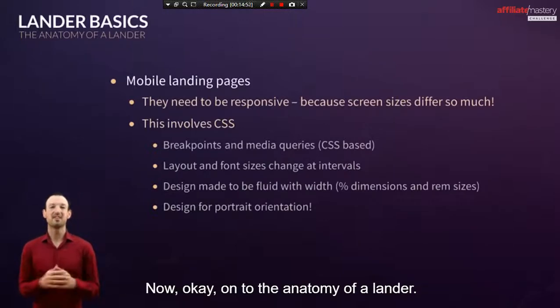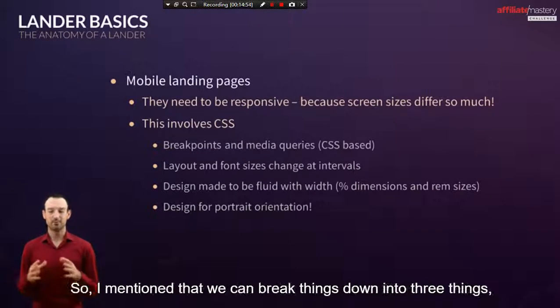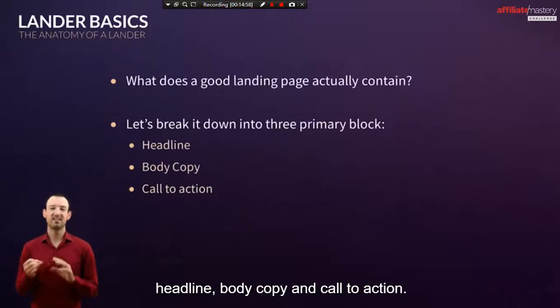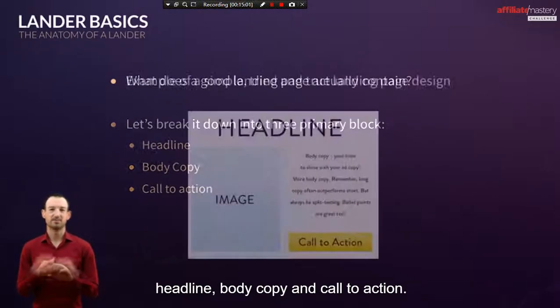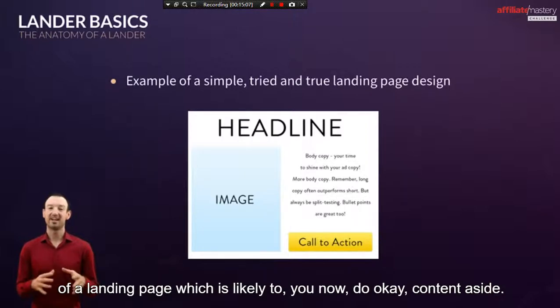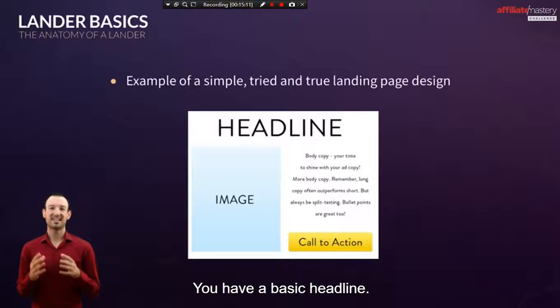Now, okay, onto the anatomy of a lander. I mentioned that we can break things down into three things: headline, body copy, and call to action. So here is an extremely simple example of a basic layout of a landing page, which is likely to do okay, content aside. You have a basic headline.